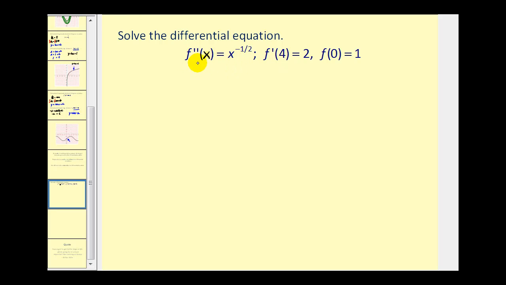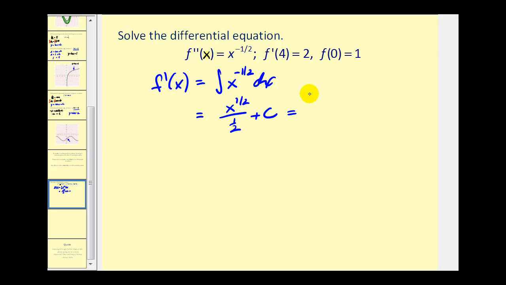So our goal is to find the original function given the second derivative. We probably can make the connection now that in order to find the first derivative, we could integrate the second derivative, which would be x to the power of negative 1/2 with respect to x. So if we integrate the second derivative, as we see here, we'll find the first derivative. This will be equal to, add 1 to the exponent, that's x to the 1/2, divide by 1/2, plus c, which is going to be equal to 2x to the power of 1/2 plus c. Again, this is our first derivative since we started with the second derivative.